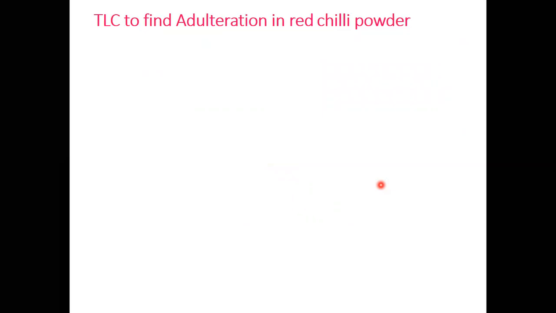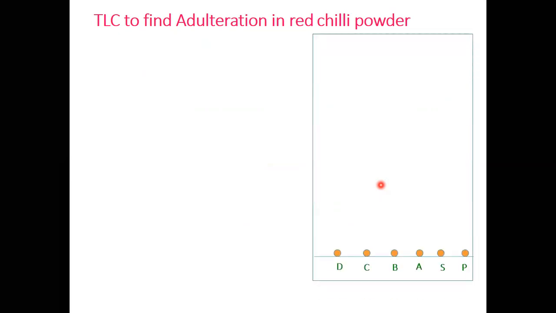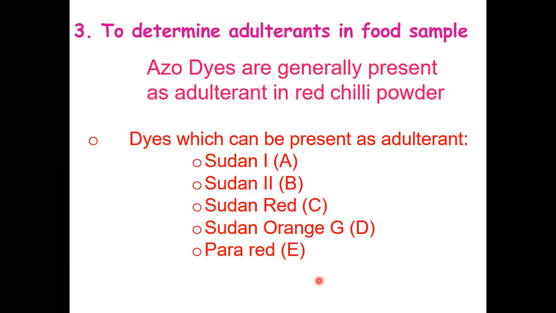If we want to check adulteration in red chili powder, we can use thin layer chromatography. For this type of analysis, it is necessary to have the standard compounds. Here you can see A, B, C and D. In the previous slide, A corresponds to Sudan 1, B corresponds to Sudan 2, C corresponds to Sudan red and D corresponds to Sudan orange G.